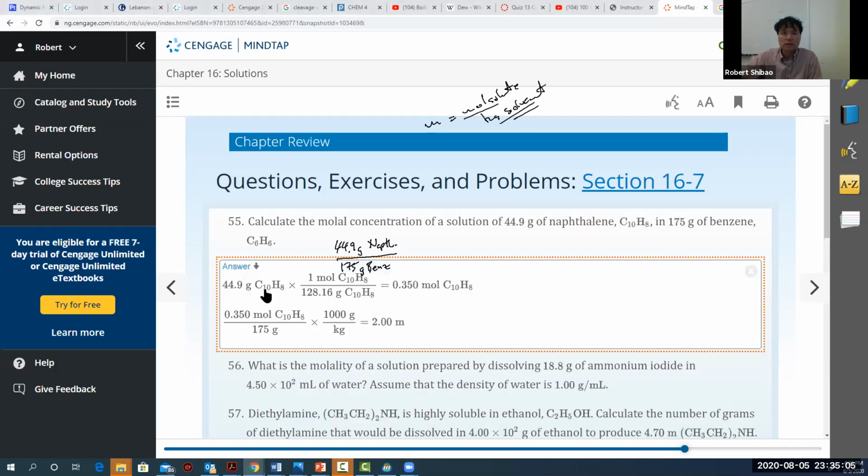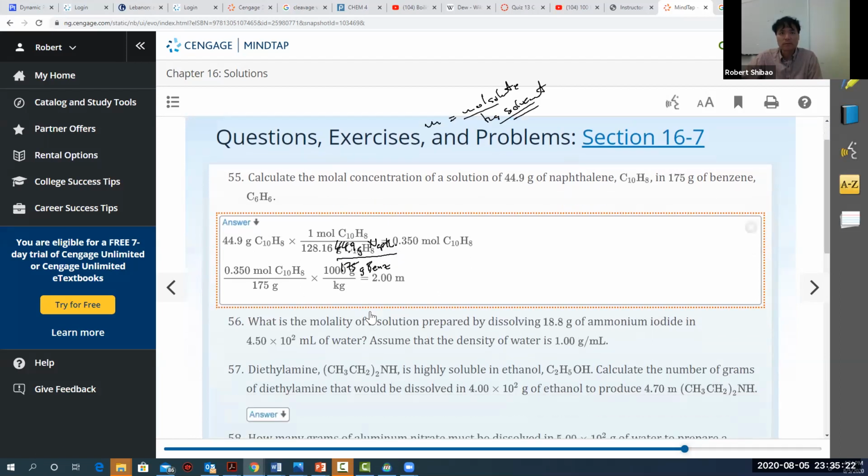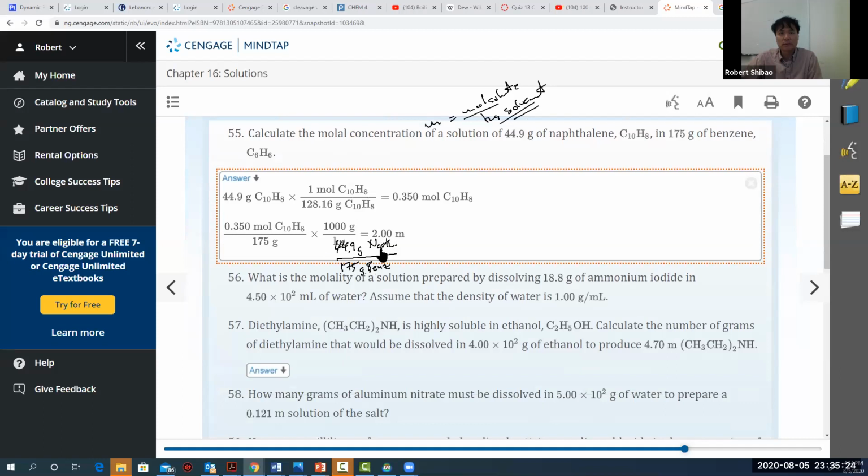Let's take a look. And so they want grams to moles, and then to go from grams to kilograms. So they take the moles divided by the grams here of benzene and convert that to kilograms of benzene. So it's 2.00 molal. Essentially, that's what they did. But I just set it up as one.